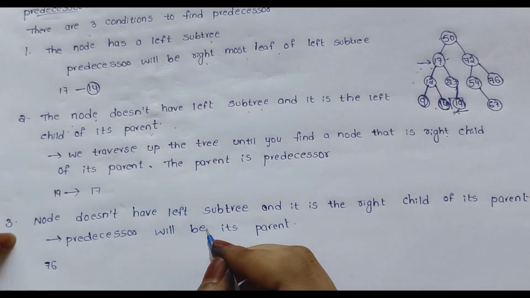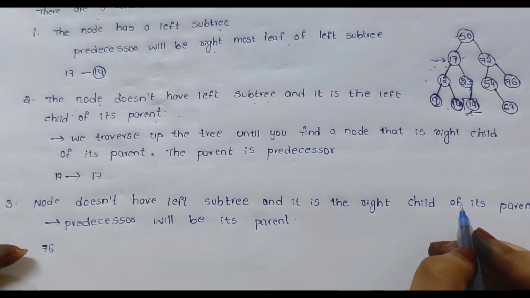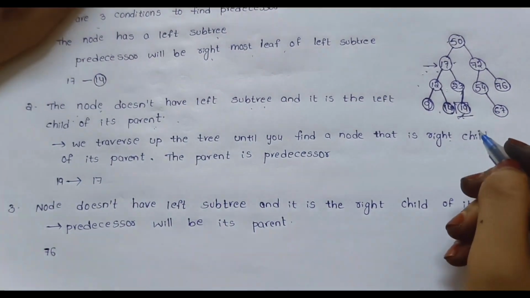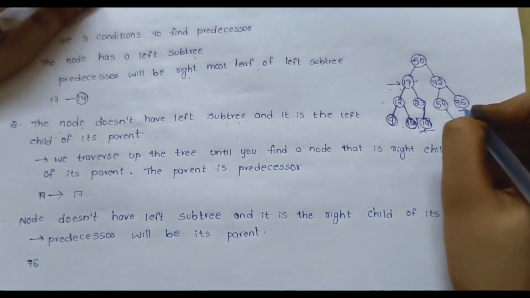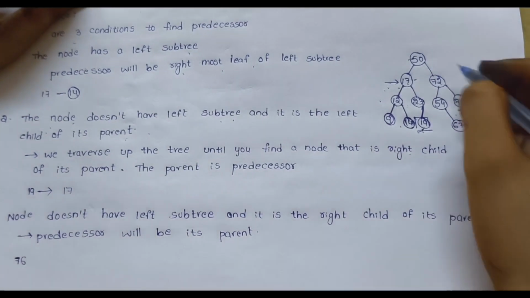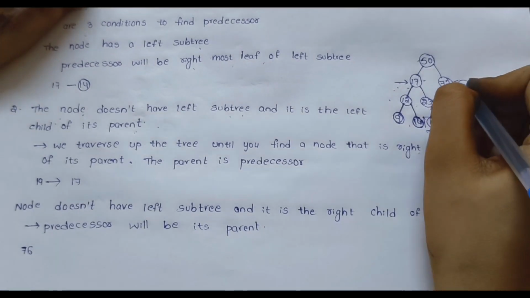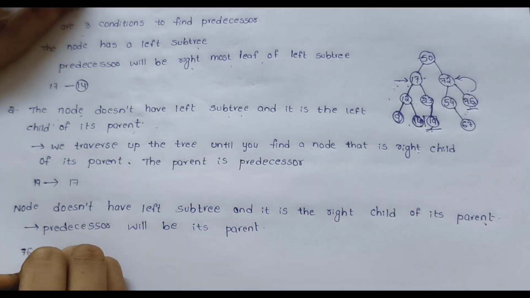The third condition to find predecessor of a given node is it doesn't have any left subtree and it is the right child of its parent. For example, consider 76. 76 doesn't have any left subtree and it is the right child of 72. In this case, the predecessor of 76 will be its parent node. So the predecessor of 76 will be 72.